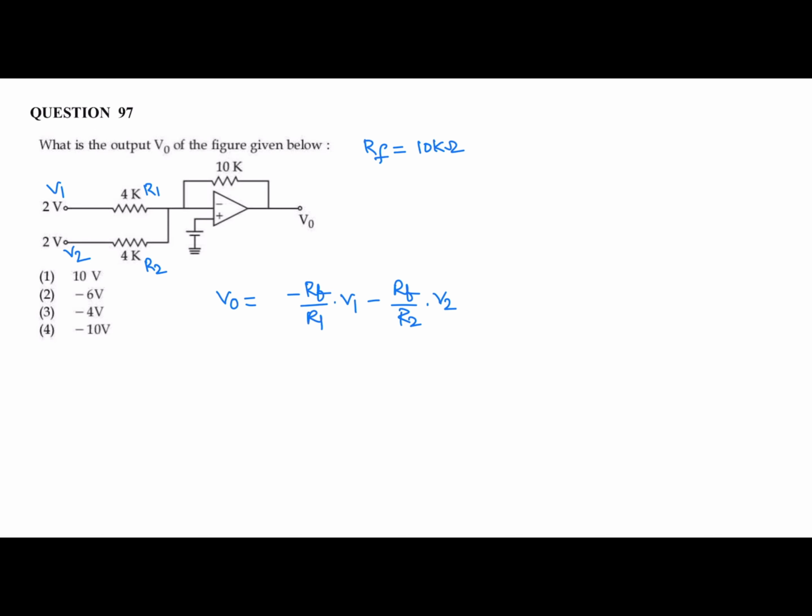R2 into V2. So RF is 10 kilo ohm by 4 kilo ohm into V1 is 2, minus 10 kilo ohm by 4 kilo ohm into 2 volts. So its value is minus 10 volts. Correct option is 4.